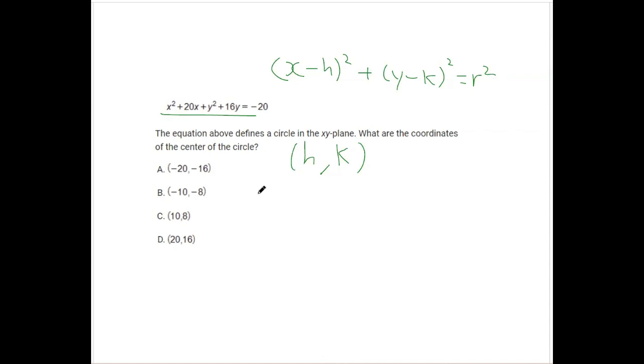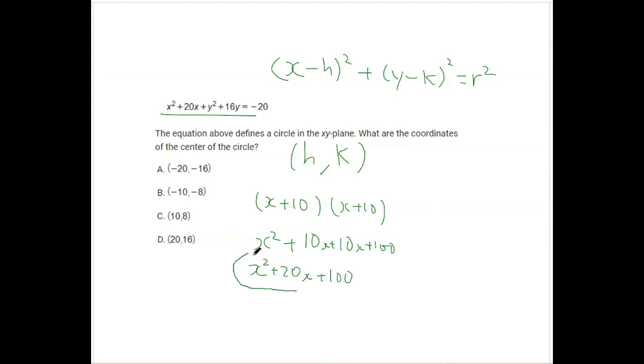Because if I do something like this, and if I work this way out, it becomes x squared plus 20x plus 100, right? We are given this information here, over here as well. And we have the extra 100 here. So I'm going to go ahead and add 100 to the right side.